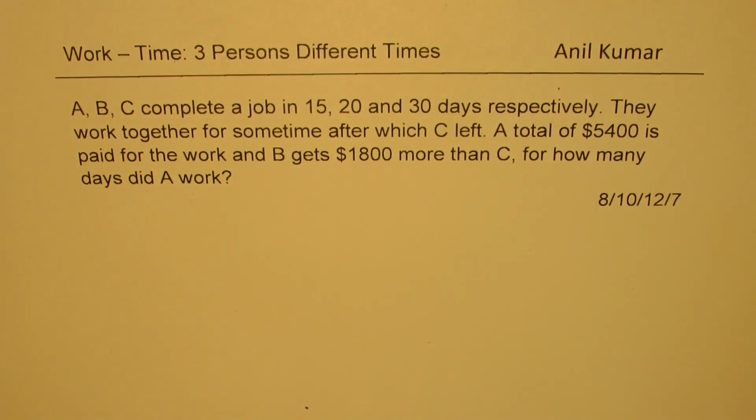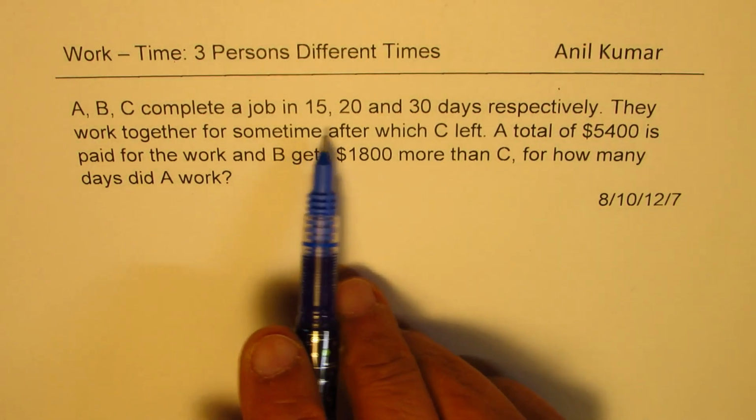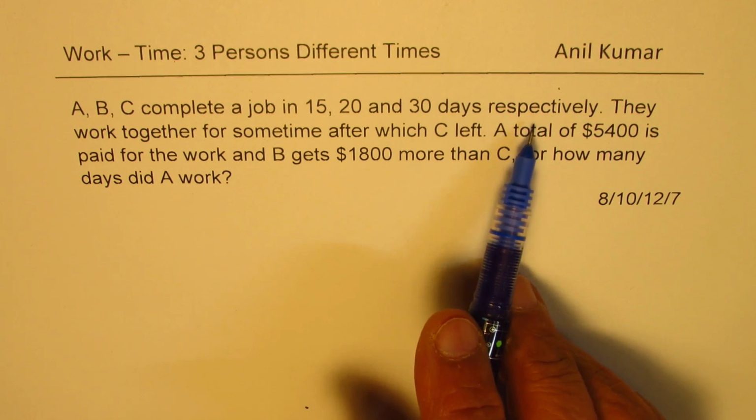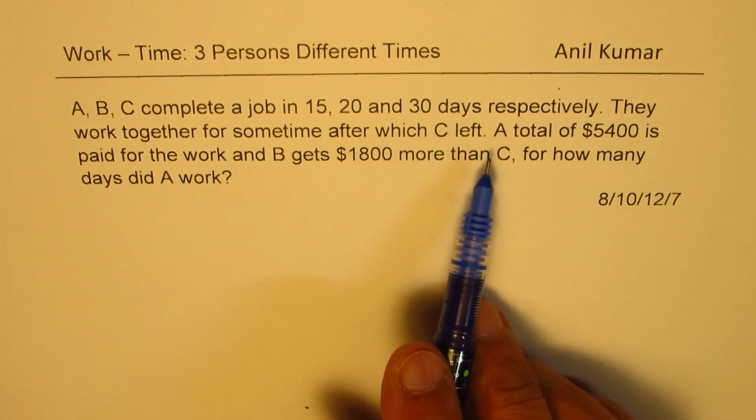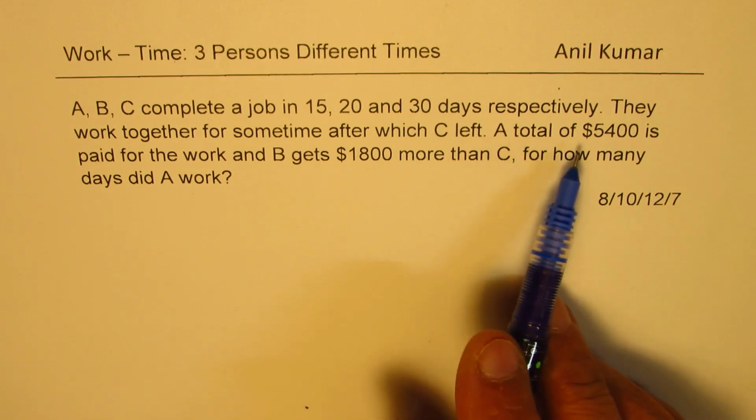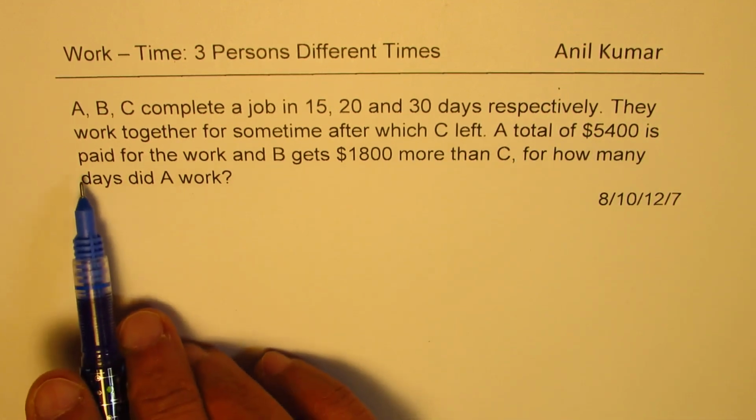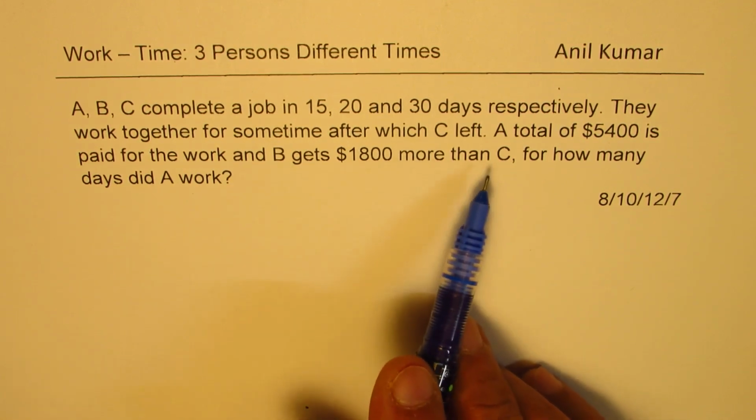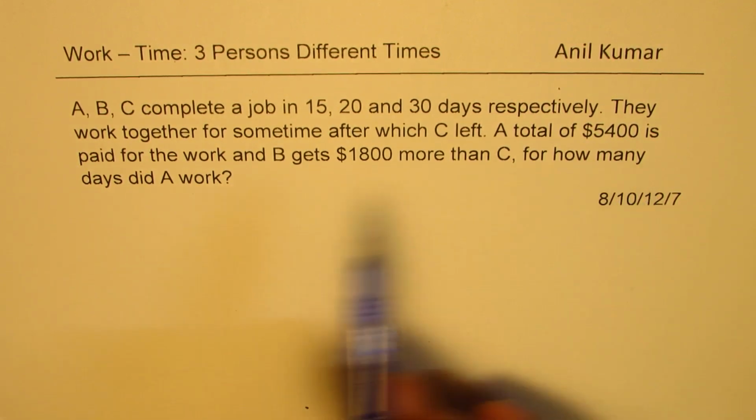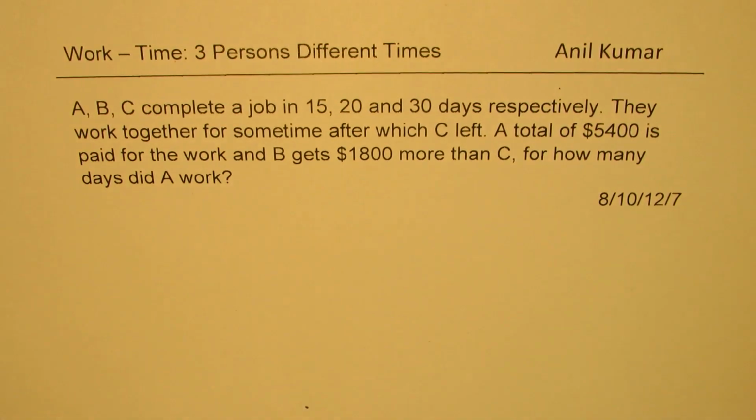Here we have an excellent question which is based on work and time. Three persons working for different times. A, B and C complete a job in 15, 20 and 30 days respectively. They worked together for some time, after which C left. A total of $5,400 is paid for the work and B gets $1,800 more than C. For how many days did A work?